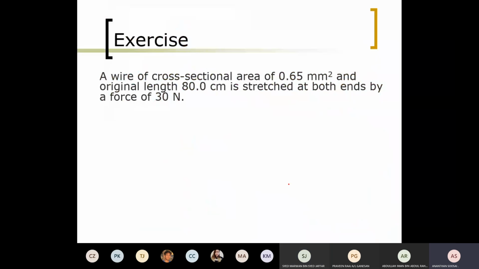Okay, so now your turn. Let's do one by one. A wire of cross-sectional area 0.65 millimeter square and original length 80 centimeter is stretched at both ends by a force of 30 Newton. Calculate the stress on the wire.